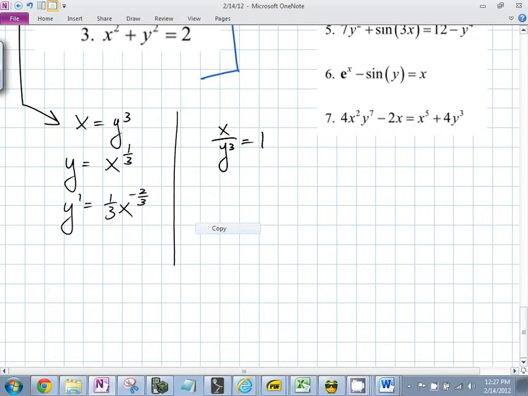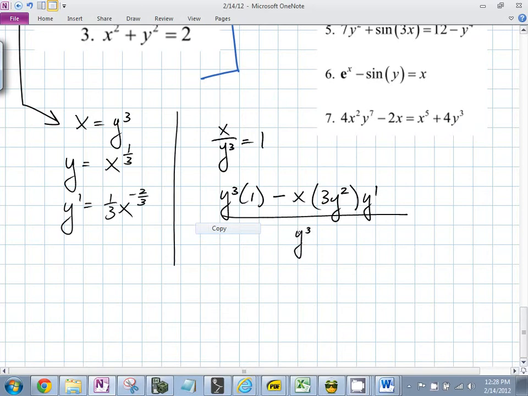Low d high minus high d low. What's the derivative of the bottom? 3y squared, correct? Y prime. All over low squared, y cubed squared. Low d high minus high d low over low squared equals what? 0. Equals 0.